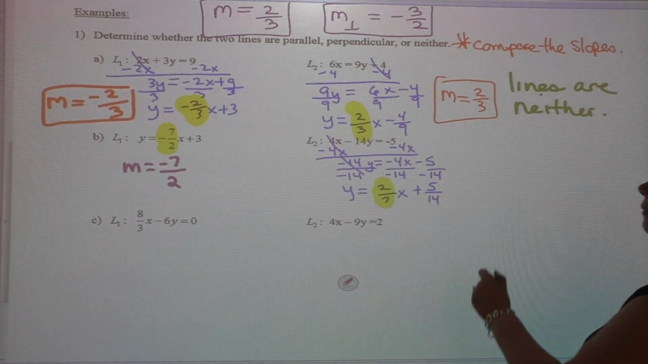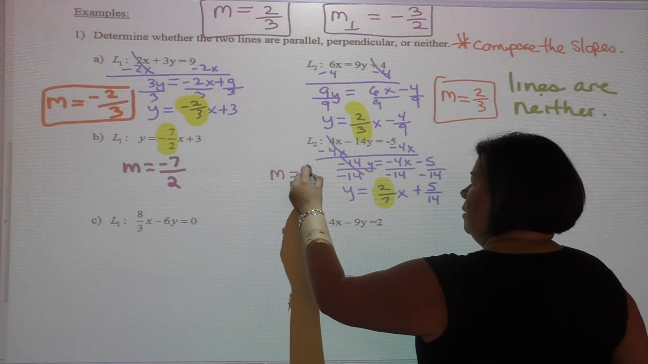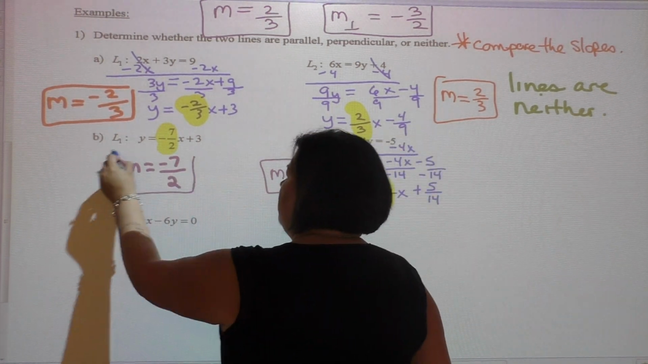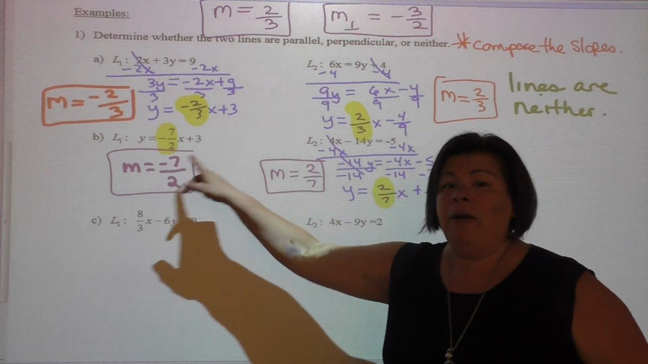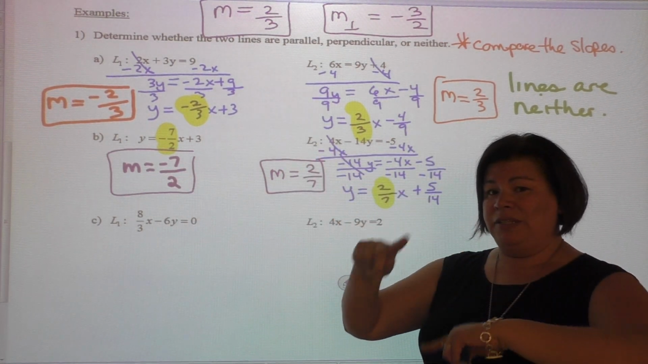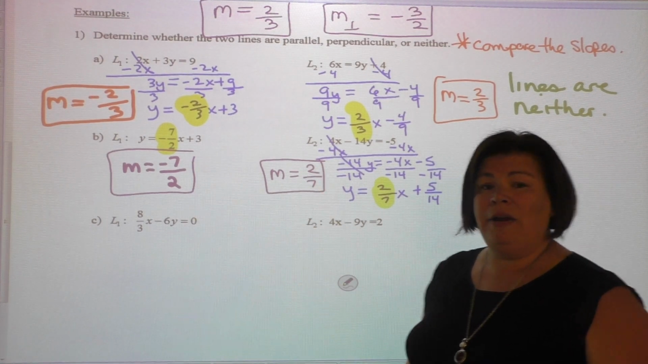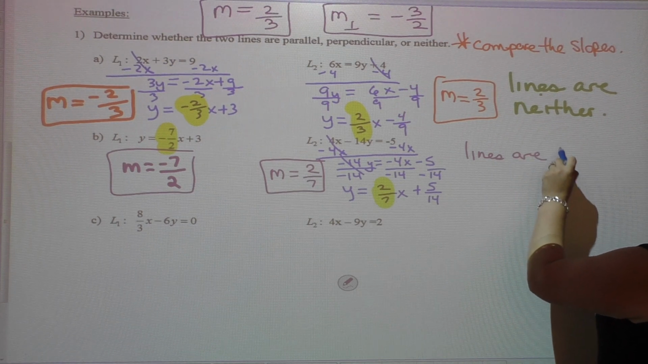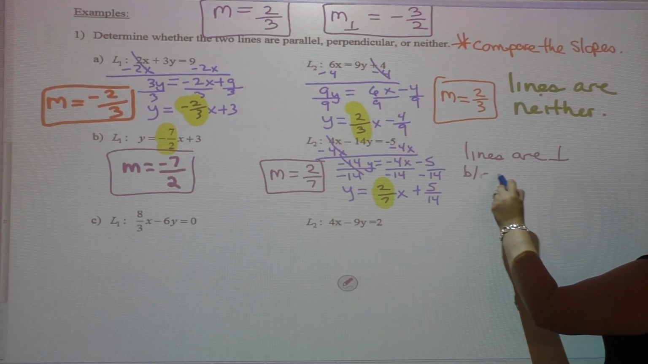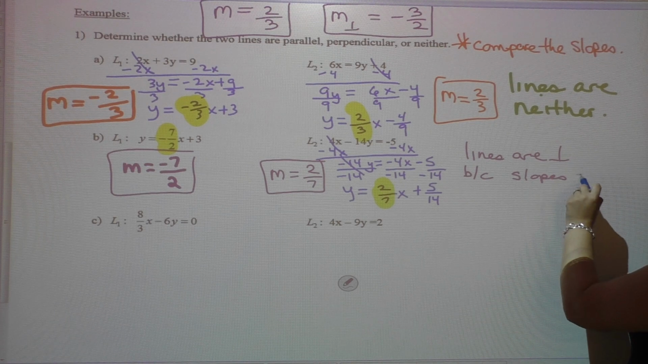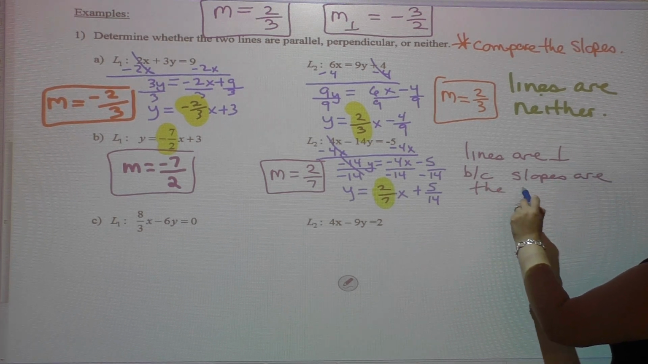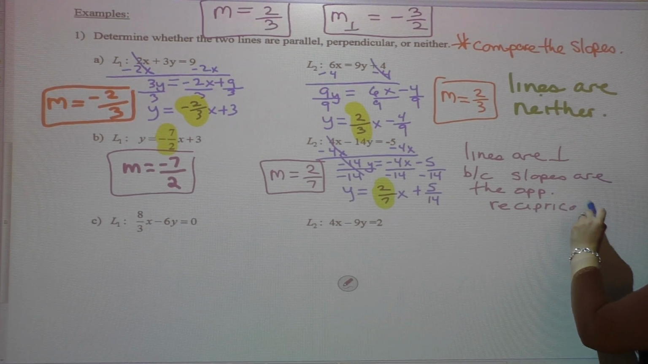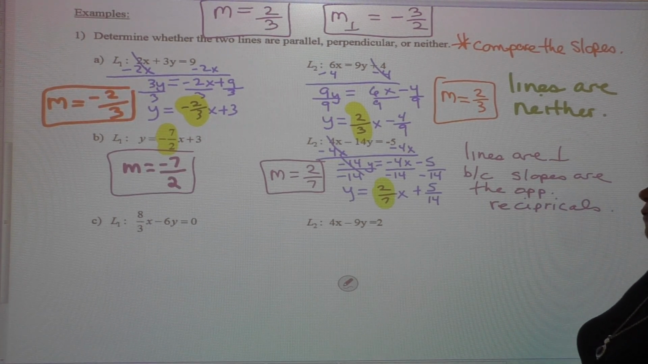So comparing positive 2/7 to negative 7/2 with our first line, you can see that they are opposite signs of each other and the reciprocal of each other. So because they are opposite reciprocals, we are going to say that the lines are perpendicular because the slopes are the opposite reciprocal. And that's it for those.